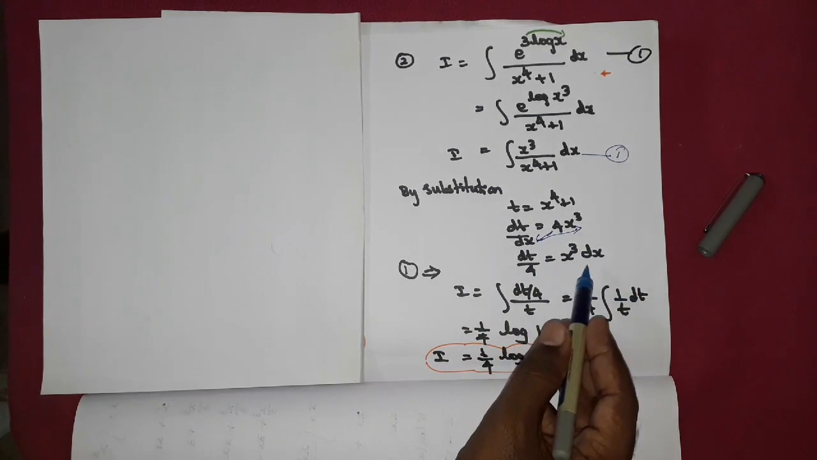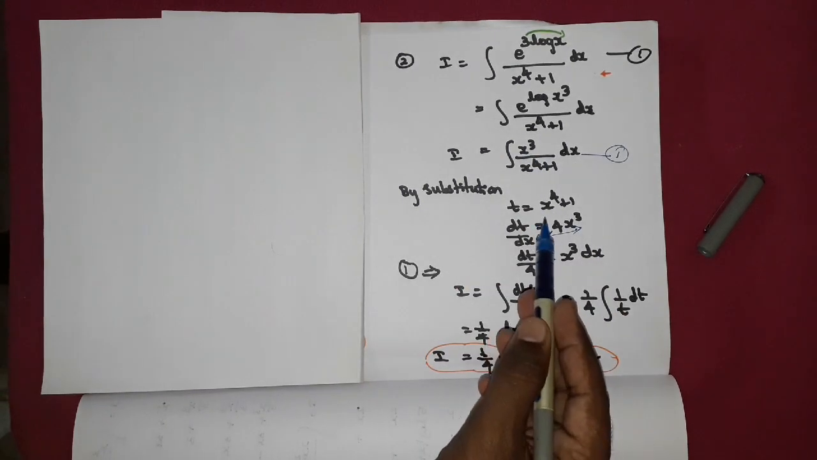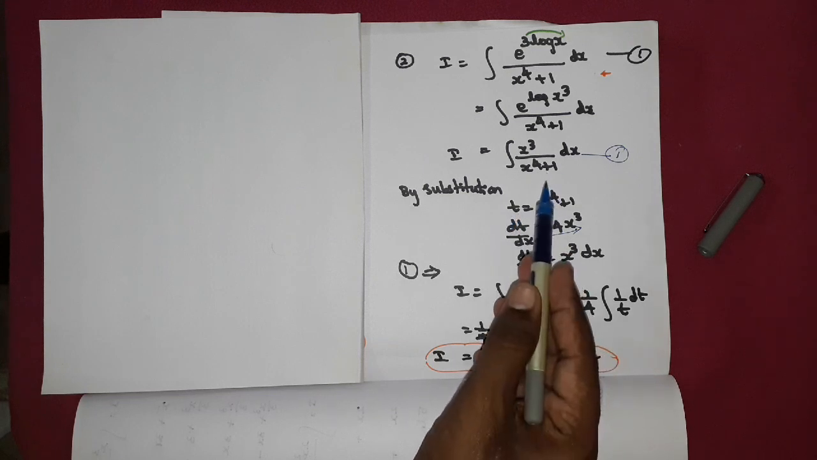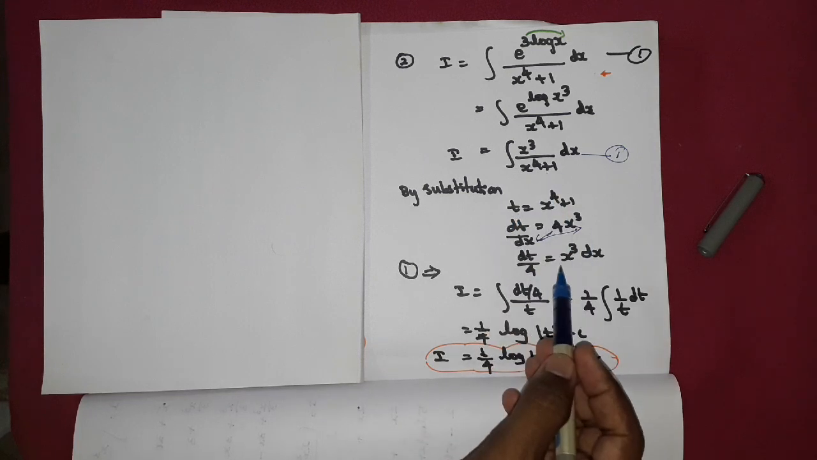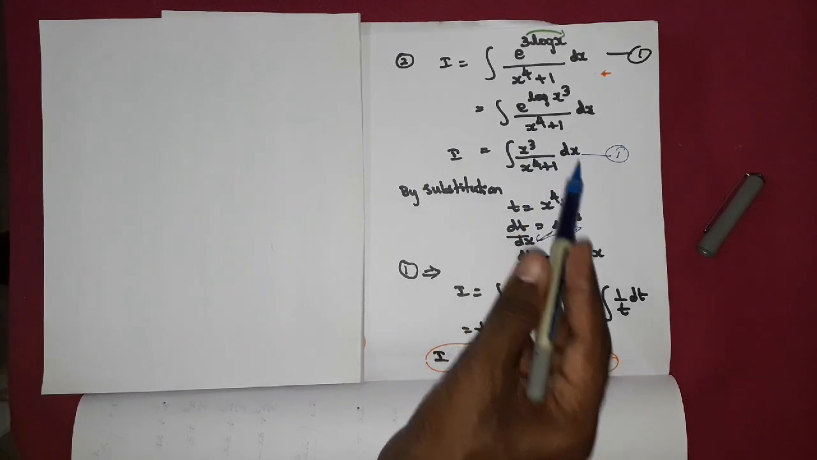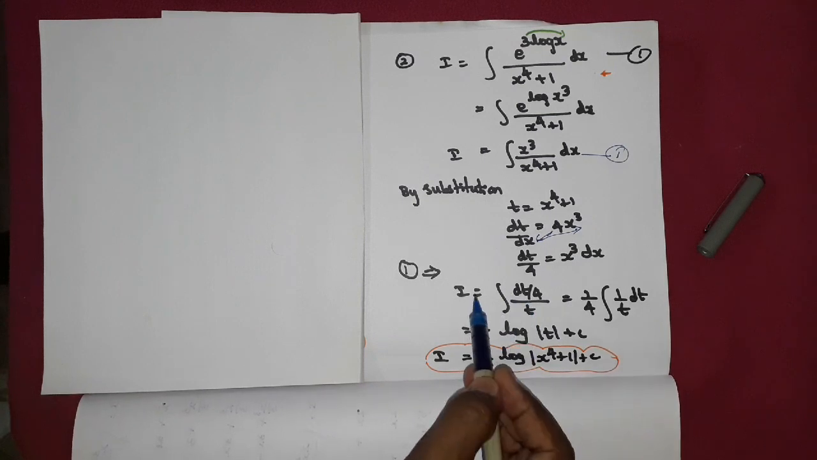Now can you see x cube dx is present in the integral? Yes. So now we are going to apply this. Instead of x power 4 plus 1, we are going to put t in the integral. So t. Now instead of x cube dx, we are going to substitute dt by 4. So in this place I am going to apply dt by 4. Here 1 by 4 is a constant. I am going to take it out.